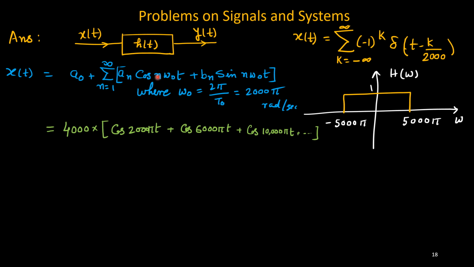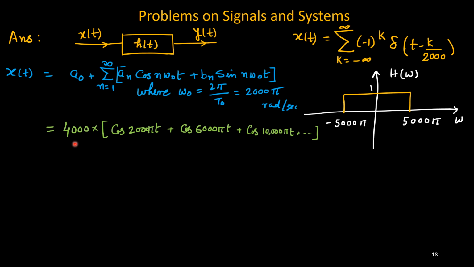and then only odd n, n equal to 1, n equal to 3, n equal to 5, all those we'll consider, and omega naught I will consider 2000 pi. Already you have seen omega naught is 2000 pi. So 1 into 2000 pi is cos 2000 pi t, first one. Then it's 1/3 times cos 3 into 2000 pi t, so cos 6000 pi t. Okay. Then again 1/5 times cos 5 times 2000 pi t means 10,000 pi t, like that.